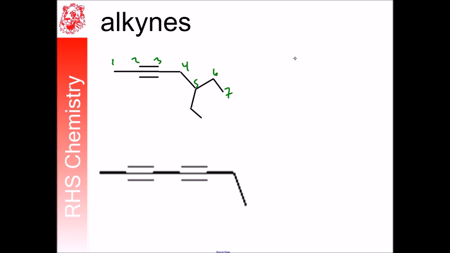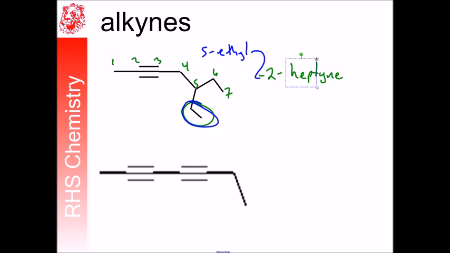So this is going to be heptyne, and specifically it's going to be 2-heptyne, and then I'll worry about the branch. I've got an ethyl branch right here, and so it's going to be 5-ethyl-2-heptyne.